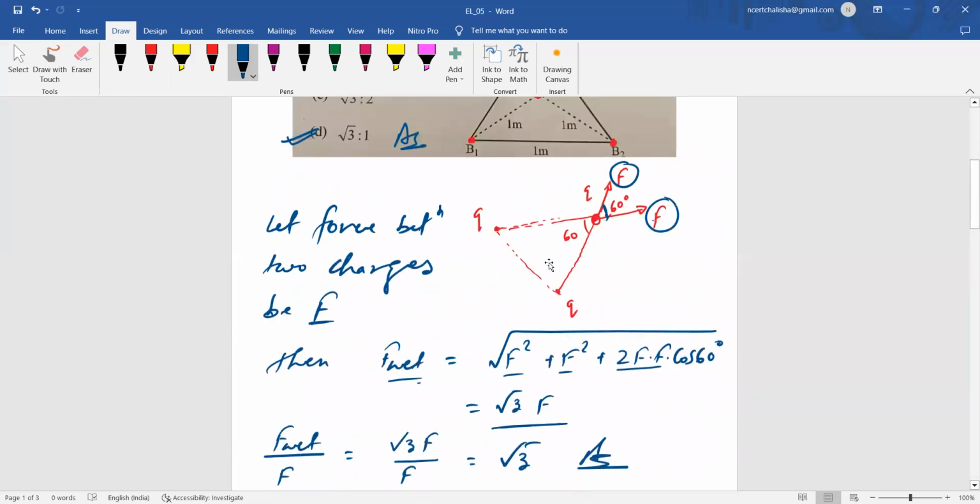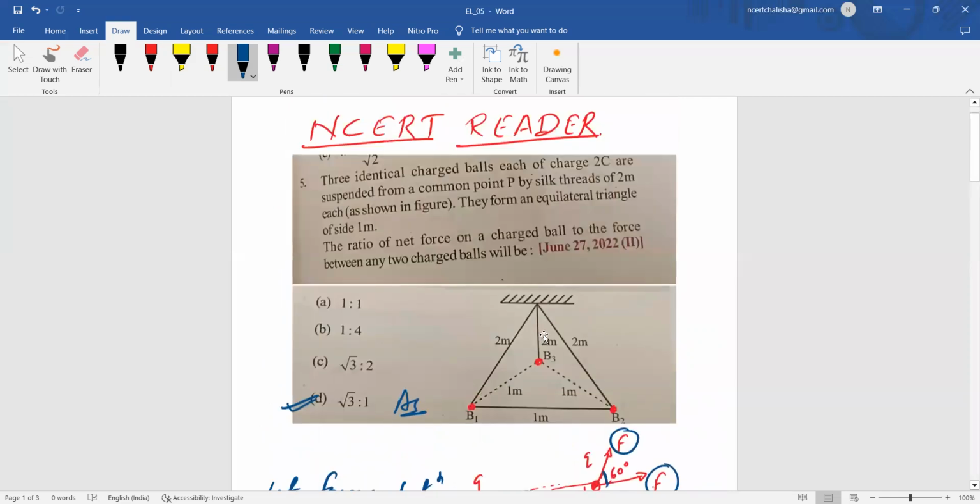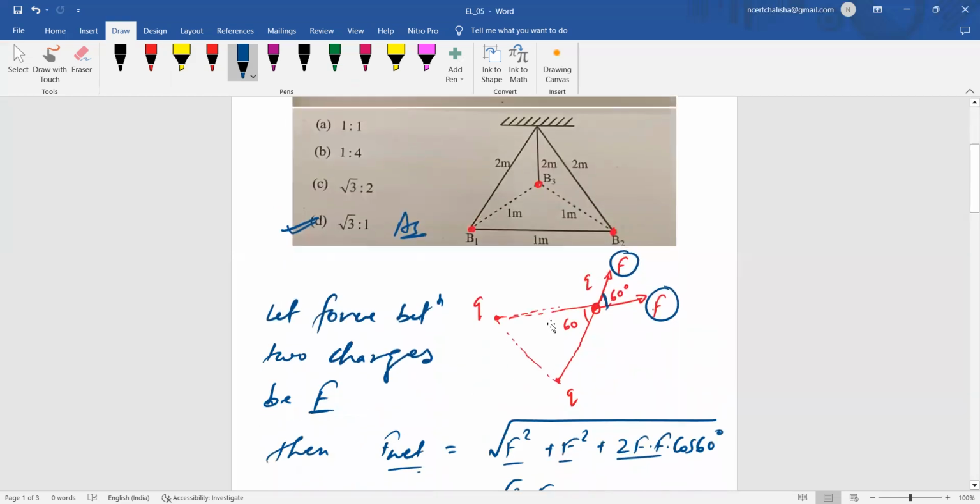I hope you understand this one. This is just like a resultant of Coulomb's law forces. Many times you must have done this kind of question. So that was the question. Thank you.